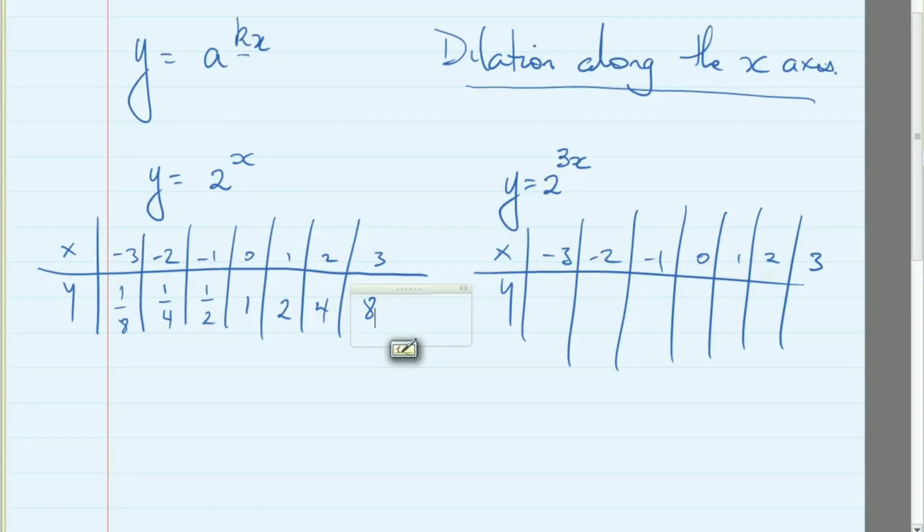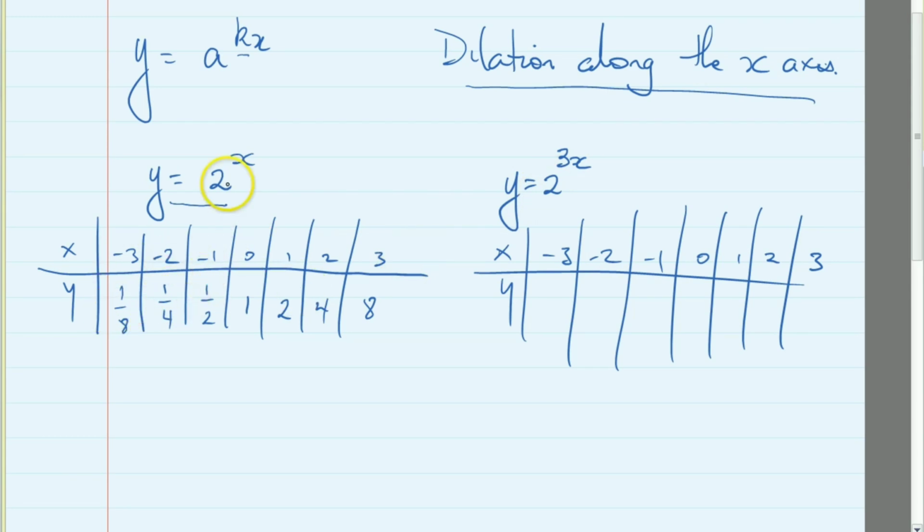Now let's have a look at the other dilation that we talked about, y equals a to the kx, where k is a constant in front of the x. This is a dilation along the x-axis, and we're going to see what this means by looking at two situations here. So let's have a look at the graph of y equals 2 to the power of x and y equals 2 to the power of 3x.